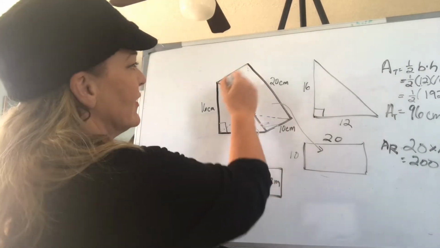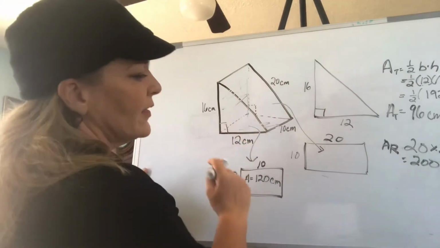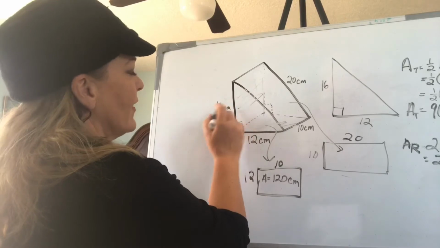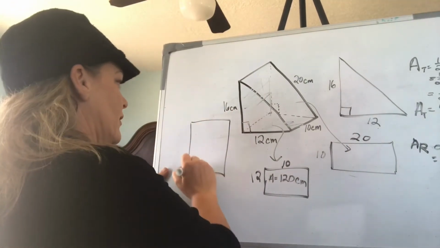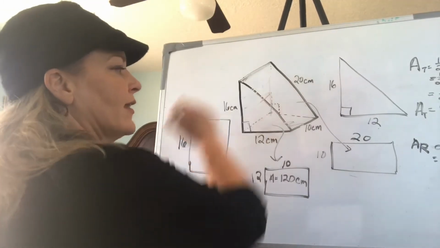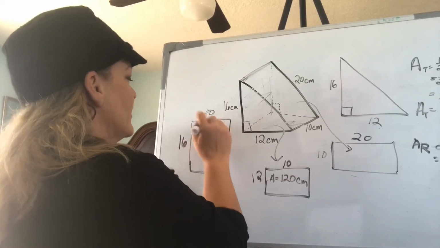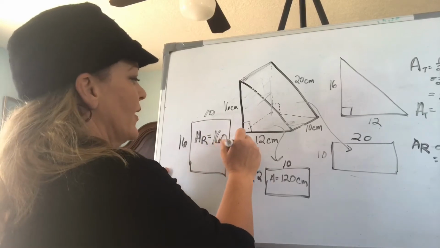I have now this last side up here, the back of the prism, and this back one has a length of 16. It's 16, and this length here, which is 10. So the area of this back rectangle is 10 times 16, base times height, which is 160 centimeters squared.